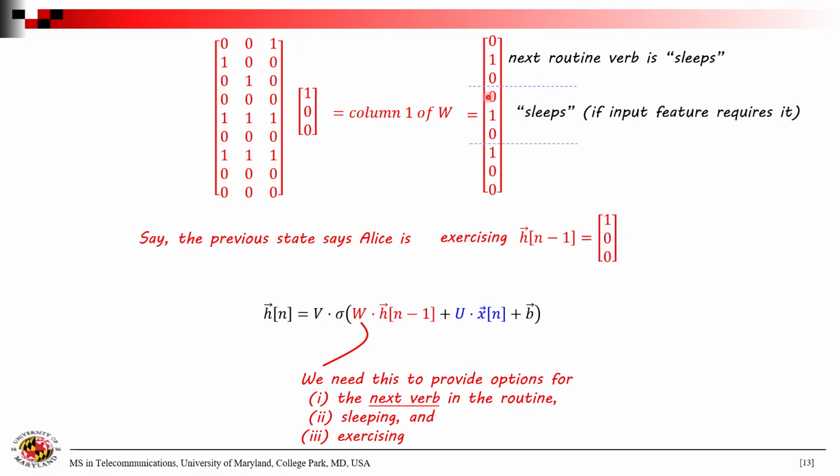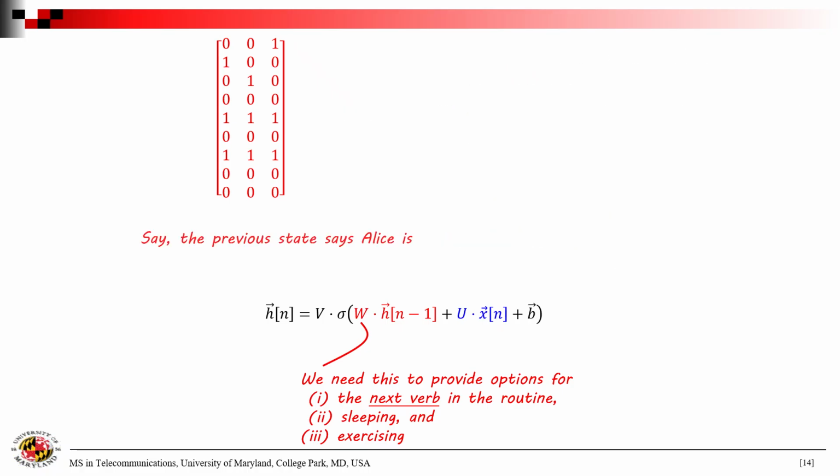So the next segment is going to be Alice sleeps, no matter what she did yesterday, because she may have woken up tired. And finally, she may have woken up really rested and energetic, in which case we need an option for Alice exercises regardless of what she was doing yesterday. Let's check the next possibility.